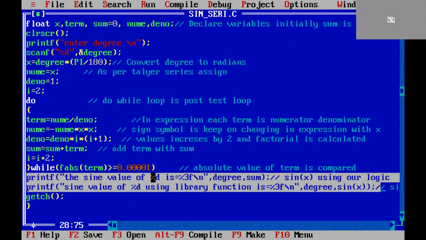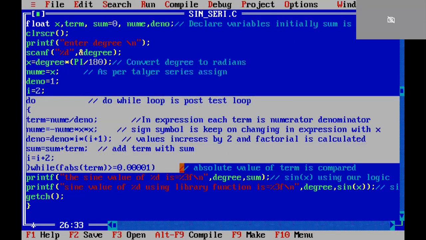Yes, what does the first printf say? I'm going to compute the sine value using my logic. What is my logic? It is nothing but the do while statement, right? We defined what is term, numerator, denominator, and finding the sum value. Based on the sum value, you can compute the sine value.